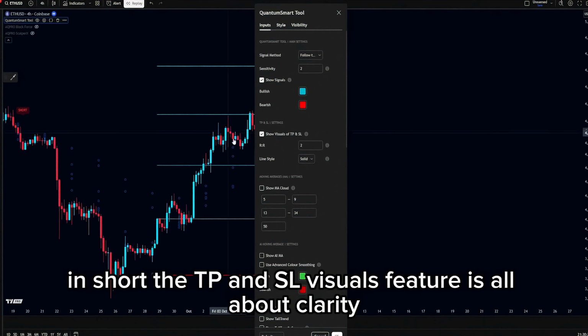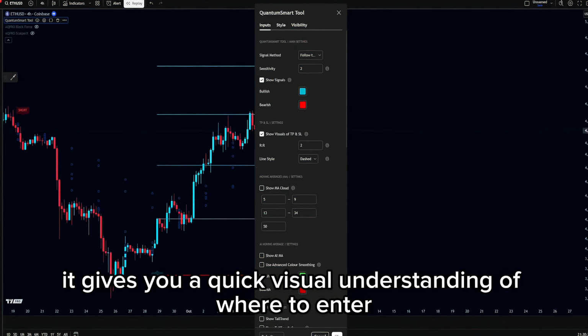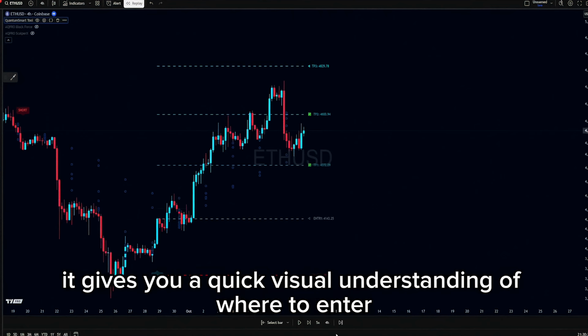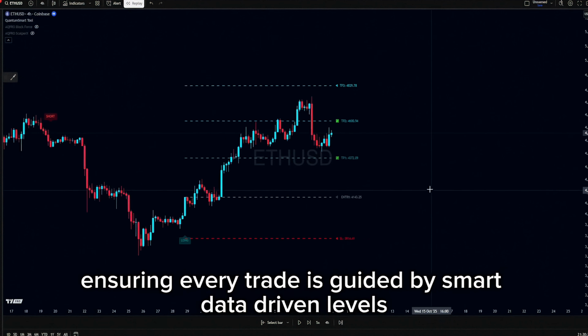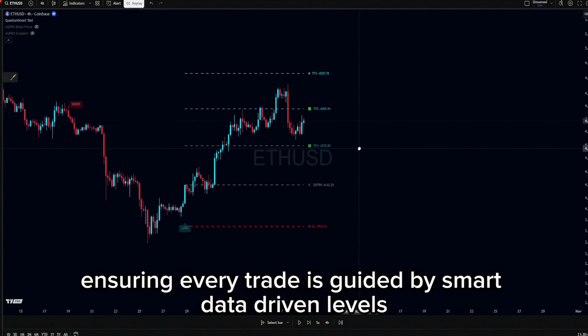In short, the TP and SL Visuals feature is all about clarity. It gives you a quick, visual understanding of where to enter, where to take profits, and where to protect your capital, ensuring every trade is guided by smart, data-driven levels.